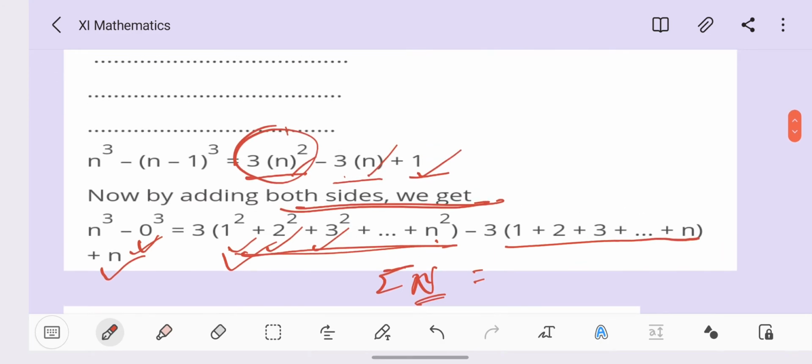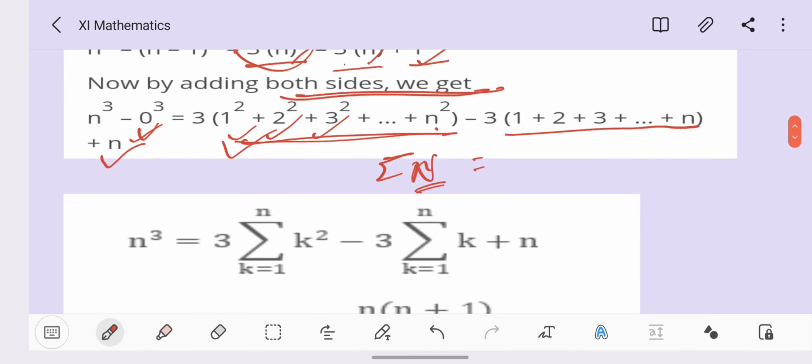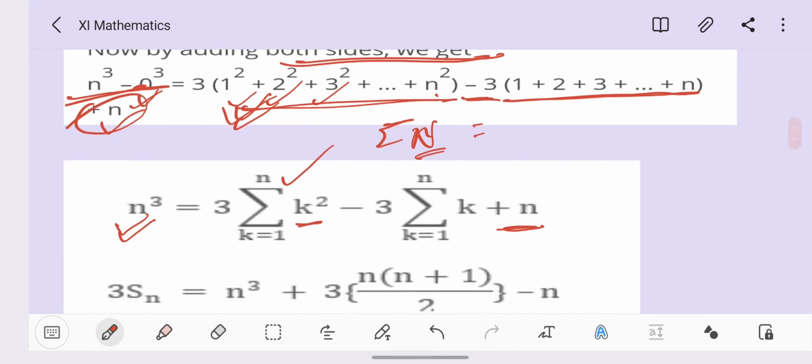Now, writing in the summation format, this is the sign of summation, sigma. So from the left hand side we are left with n cube is equal to 3 summation of k equals 1 till n, k square, because it is a square form, minus 3 summation of k equals 1 till n, and it is only k because it is the sum of the series of natural numbers, plus n, the last one.